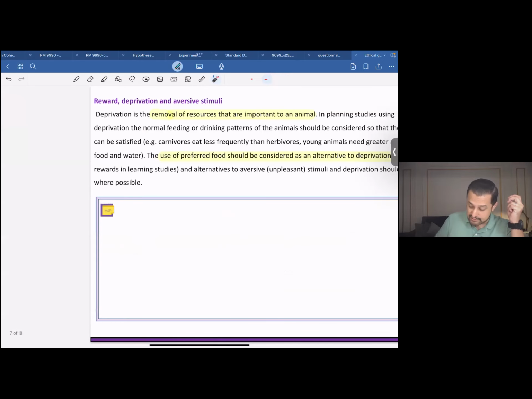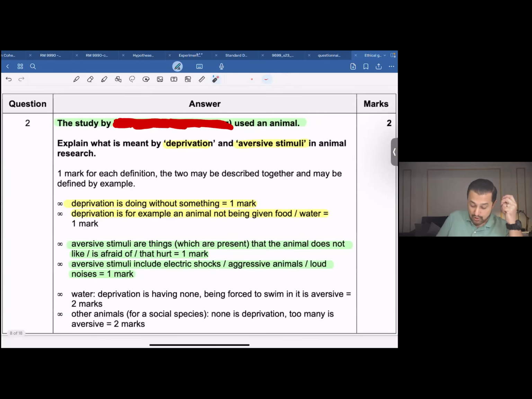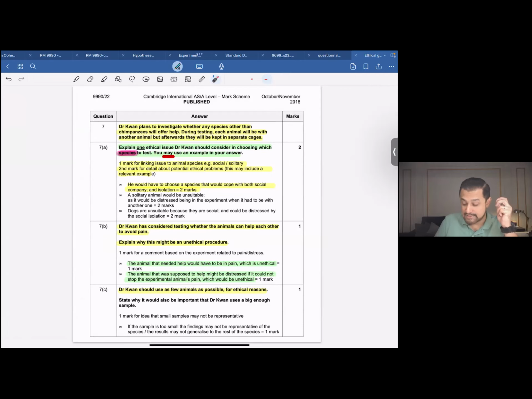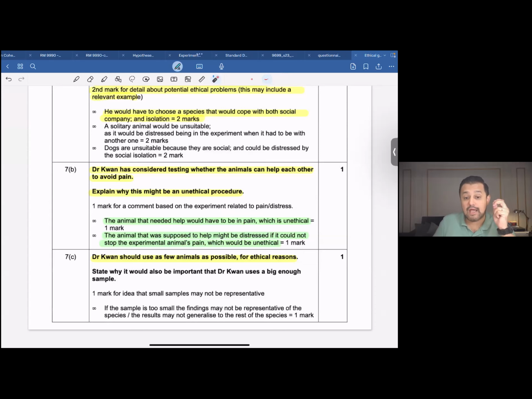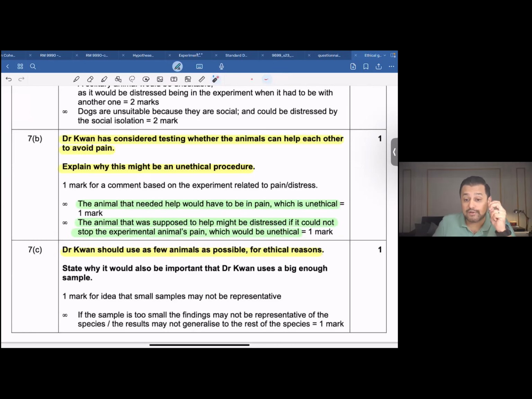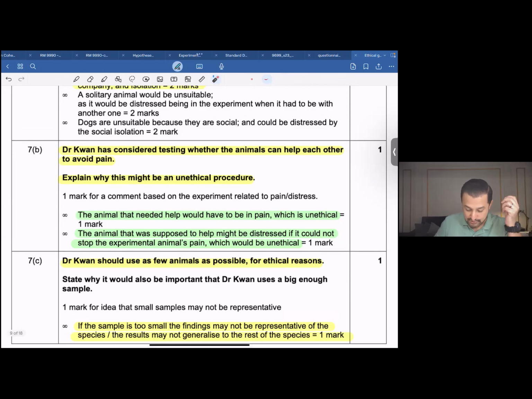So getting back to this, the question over here reads, Dr. Kwan should use as few animals as possible for ethical reasons. State why it would also be important that Dr. Kwan uses a big enough sample. Again, if the sample is too small, the findings may not be representative of the species. The results may not generalize to the rest of the species. So again, this last question doesn't directly have to do with the ethical guidelines. Nonetheless, it was there. We read it.